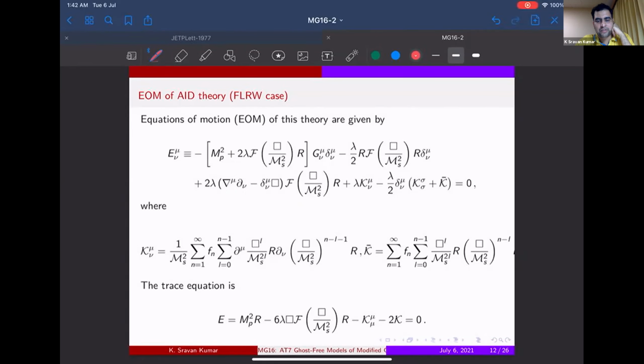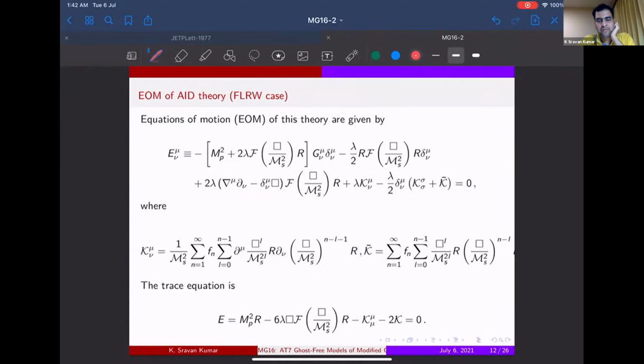This question we tried to answer in our paper, which appeared in 2017. We proved a theorem about this, especially if you do not have any matter. So just in vacuum, box R equal to m square R is the only solution for the flat FRW case.